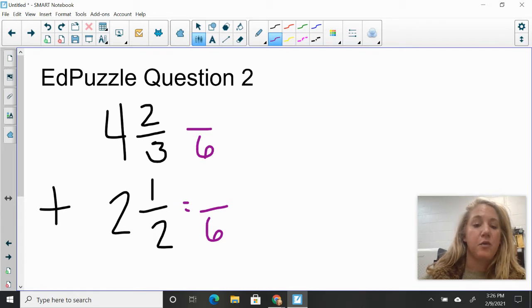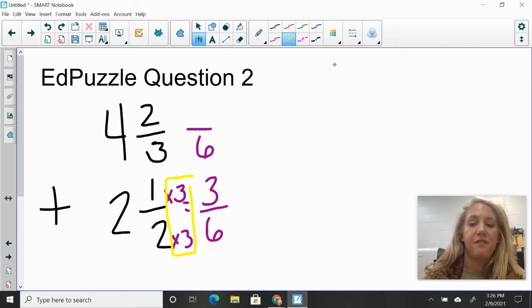And again, how do I get from 2 to 6 by way of multiplication? Well, 2 times 3 is 6, and so I need to do the same thing to the top. And if you're wondering why we do that, you're really just multiplying 1/2. Yellow is a bad choice.